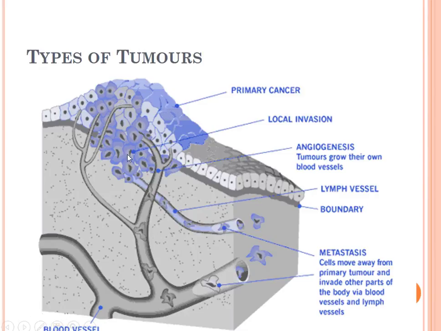So this is just a diagram to show that. Here we have our primary tumor, so all these cells piling on top of each other, and we've had angiogenesis forming, so there are blood vessels inside the tumor there. And what happens is these cells can then start to break off and travel through the blood. And this is called metastasis. So once the cells start moving away from that primary first tumor and start to invade other parts of the body.